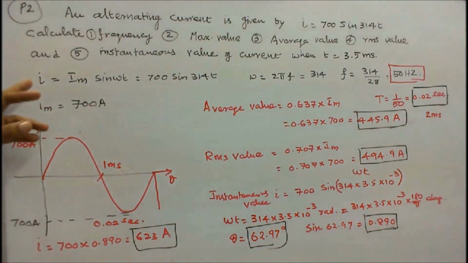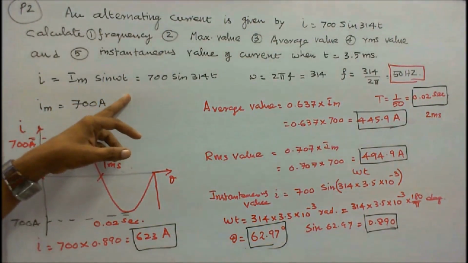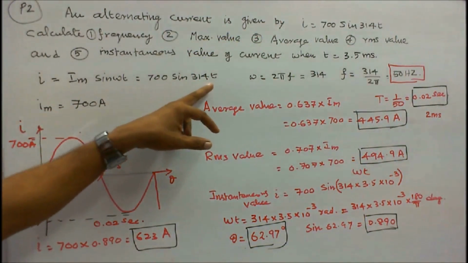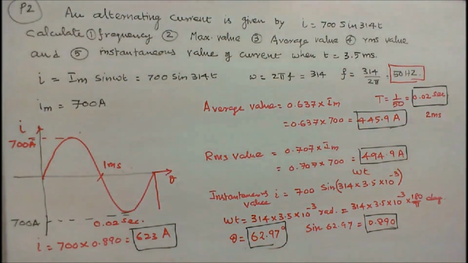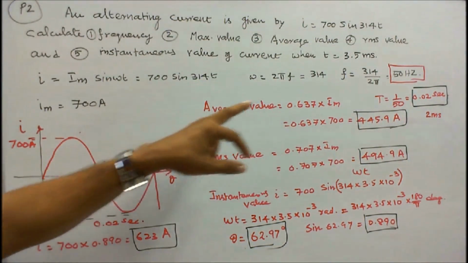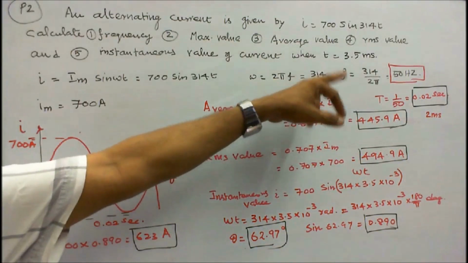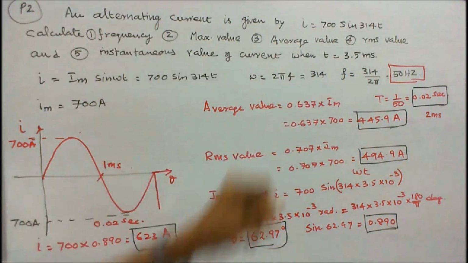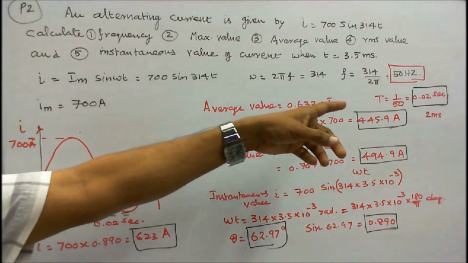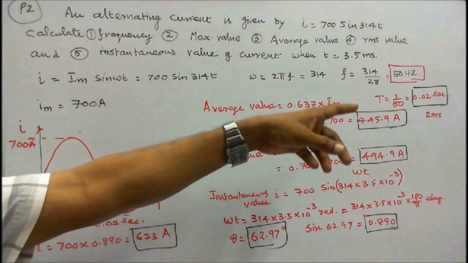We know that I is equal to Im sine omega t. I is equal to 700 sine 314t. Omega is equal to 2 pi f. Here omega is 314. I can find f. F is equal to 314 divided by 2 pi, that is equal to 50 Hertz. I can find time. T is equal to 1 by f, that is equal to 1 by 50 is equal to 0.02 seconds.